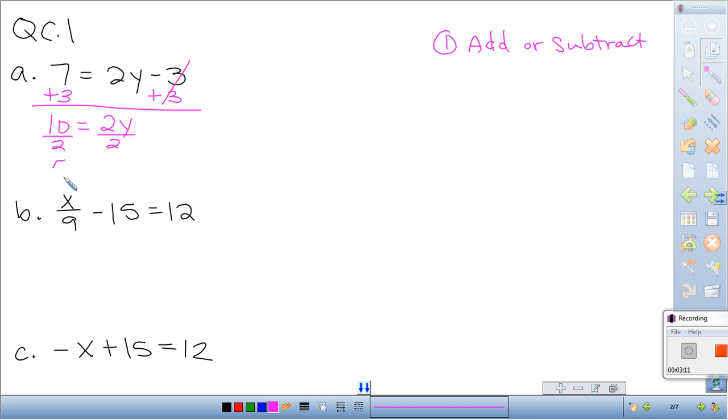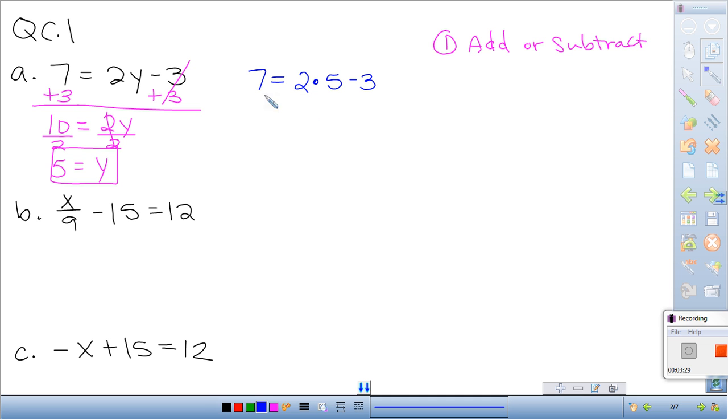10 divided by 2 is 5. Bring down your equals. 2 divided by 2 is 1. 1 times y is simply y because of the identity property of multiplication. Again, we can check. 7 equals 2 times y. y is 5, so 2 times 5 minus 3.